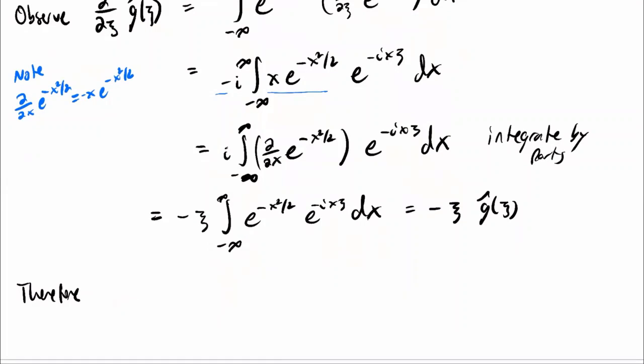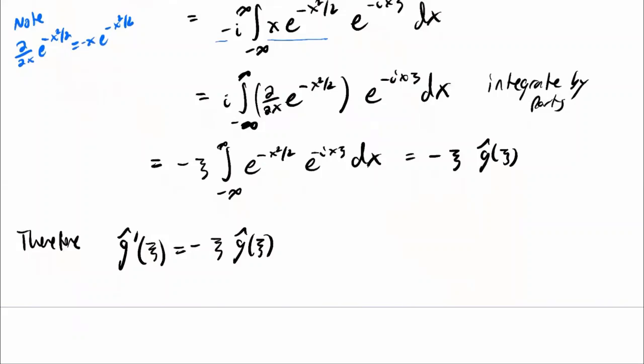Let me write it like this. So if I look at g hat prime, this is equal to minus c times g hat of c, right? Okay, but now we can just solve this using some standard techniques. So this says, for example, that g hat prime over g hat is equal to minus c.